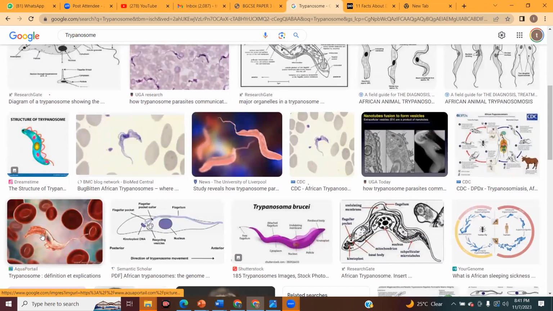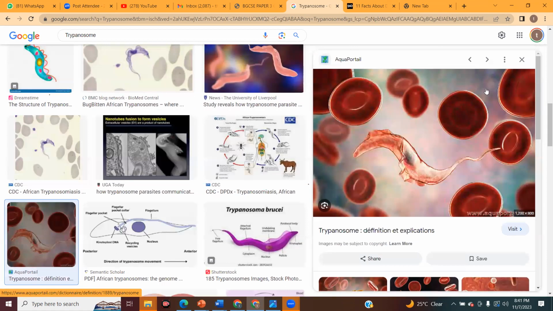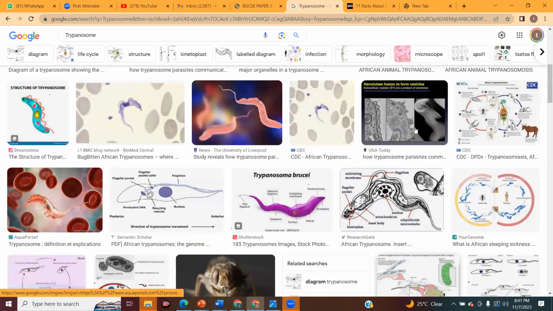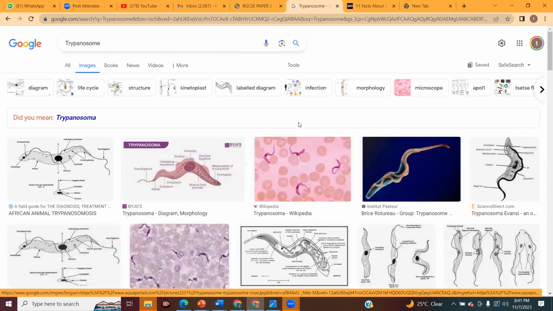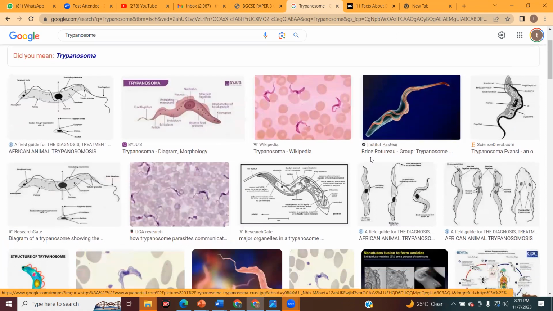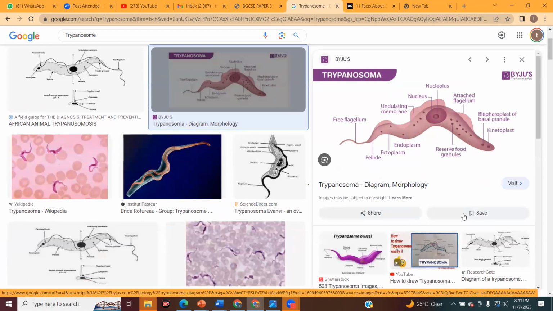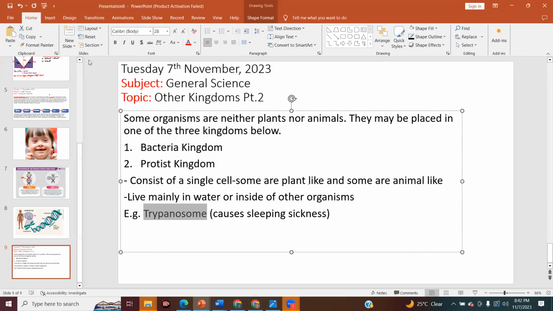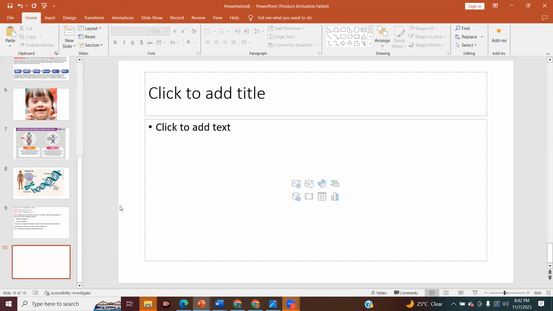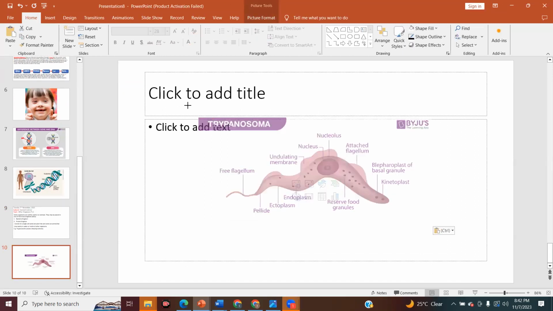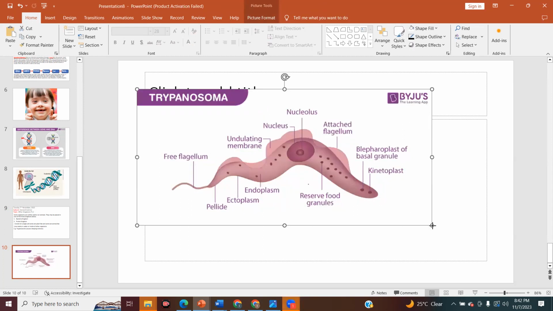Another one again, trypanosome. Imagine if this gets inside of your body. It causes some major problems. So this is what we call trypanosome. And trypanosome is what type? Bacteria or protist? Protist, very good. It is a protist. And it consists of one cell or many cells? One cell. One cell organism, very good.